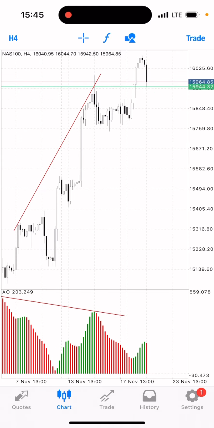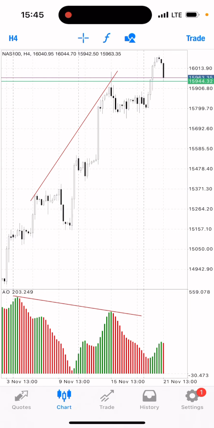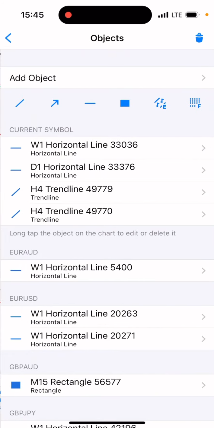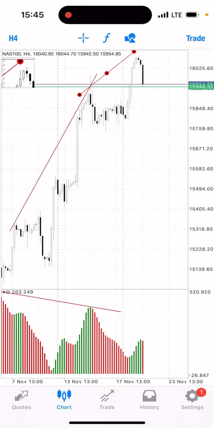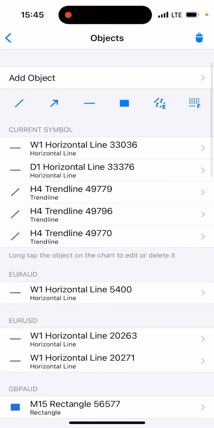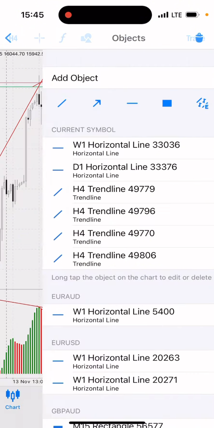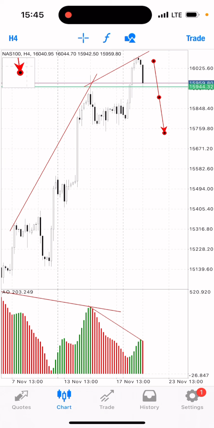So I waited for it to create another divergence and then I entered my trade. We see this another divergence that occurred here again. After this second divergence, I know this one is going to be very strong and it will be hard for the market to break. So after it created this second divergence, I entered my trade and then boom, it started dropping.